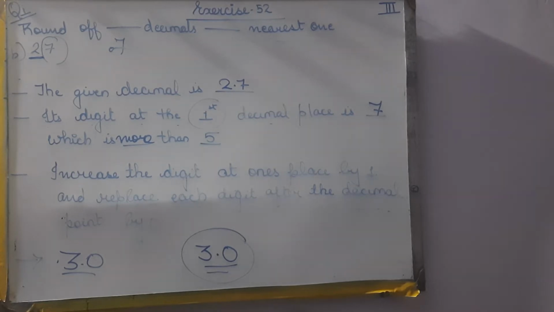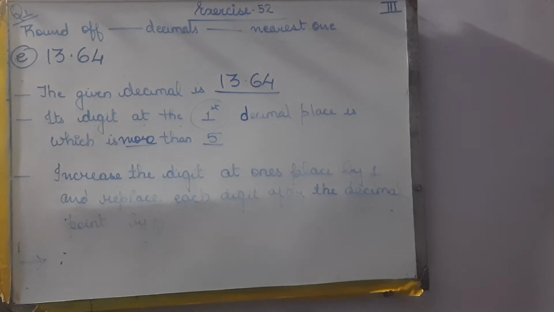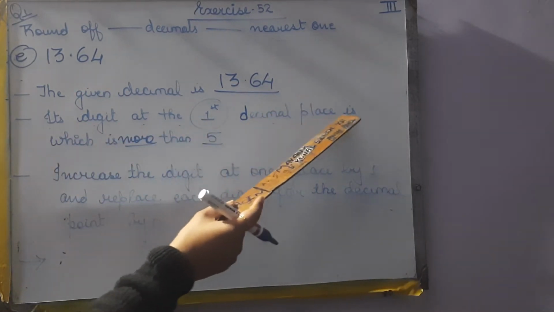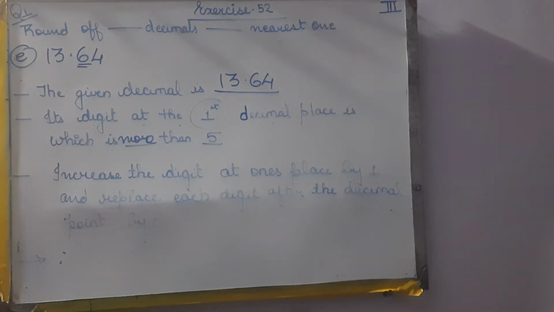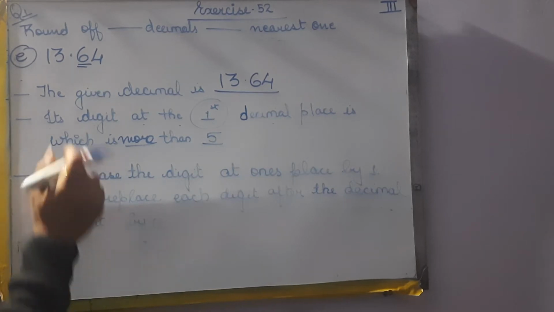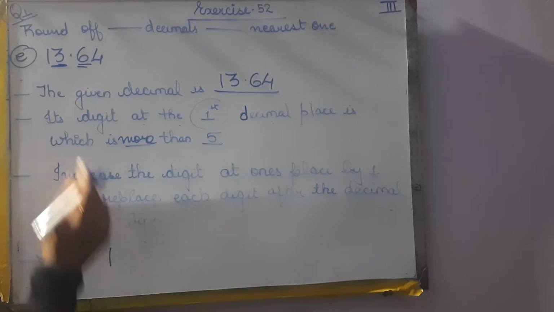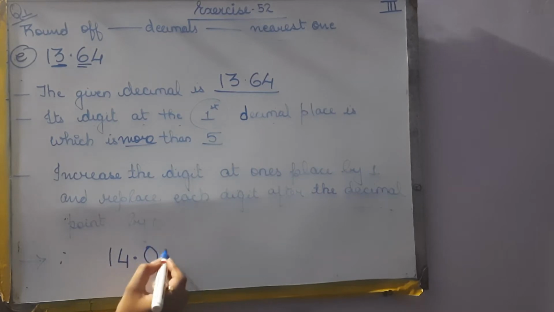Now I am doing question number E, 13.64. The given decimal is 13.64. Its digit at the first decimal place is 6. What is 6, son? 6 is more than 5. So what are we going to do? We will increase the digit at one's place by 1. So the 1 stays 1, and 3 becomes 4. And after the decimal the number will be 0. So the round off of 13.64 will be 14.